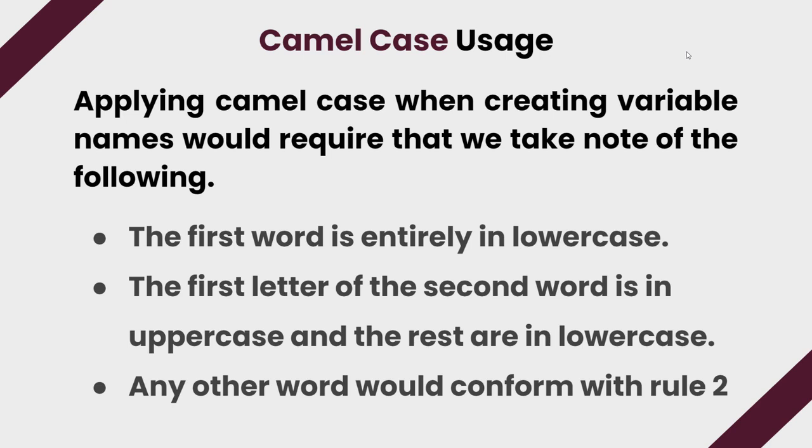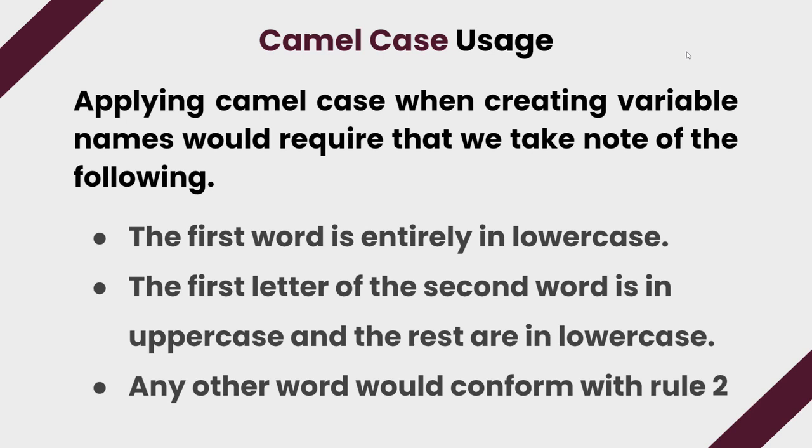Now, the first letter of the second word is going to be in uppercase and the rest are going to be in lowercase. So what this means is that if, for instance, we are to create a variable using the camel case pattern, and let's assume this variable is going to have 2 words, it means that the very first word will be in lowercase completely, and the second word will only have the very first letter in uppercase.